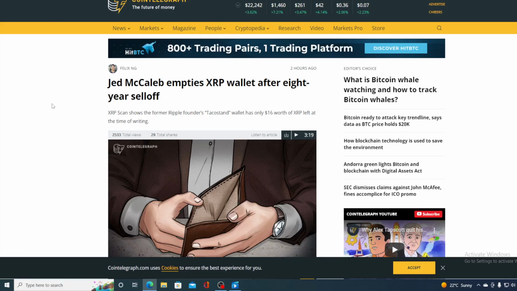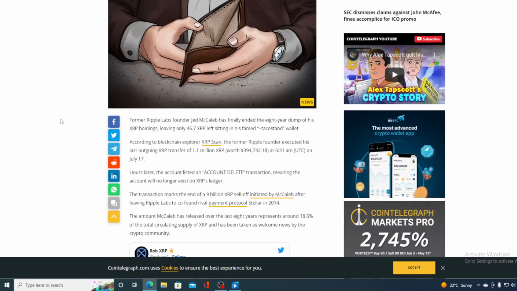Jed McCaleb finally emptied out his XRP wallet. XRPScan shows the former Ripple founder's TacoStan wallet has only $16 worth of XRP left at the time of writing. Former Ripple Labs founder Jed McCaleb has finally ended the 8-year dump of his XRP holdings, leaving only 46.7 XRP sitting in his famed TacoStan wallet. According to the blockchain explorer XRPScan, the former Ripple founder executed his last outgoing XRP transfer of 1.1 million XRP at 6:31 a.m. UTC on July 17.